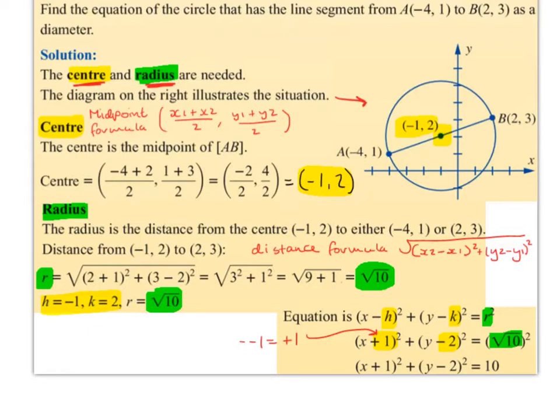So again, a quicker way would be, well, if I know that this is the centre, well, if the x value is minus 1, then I put plus 1 into the brackets with the x. And if the y value of the centre is positive 2, then I put minus 2 into the brackets with the y. And if the radius is root 10, I just take off the root. And I'm left with equals 10.